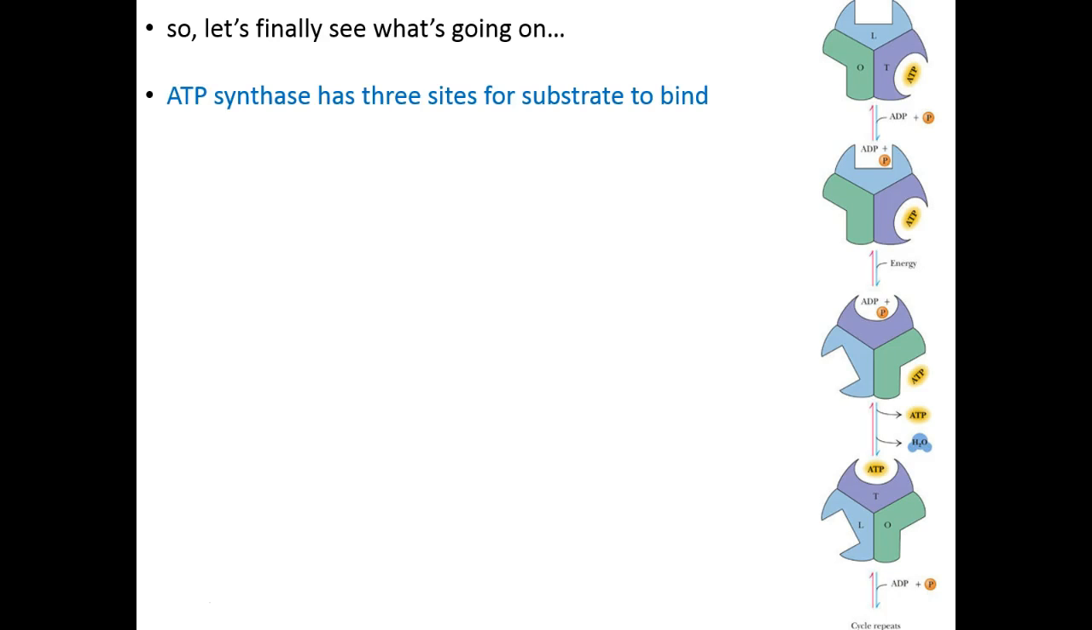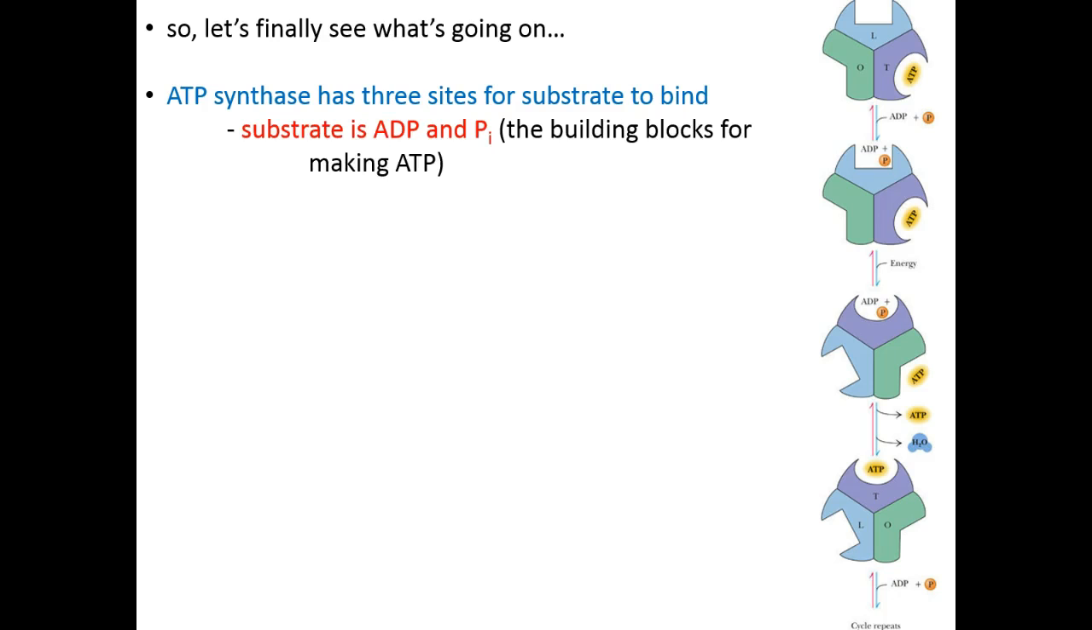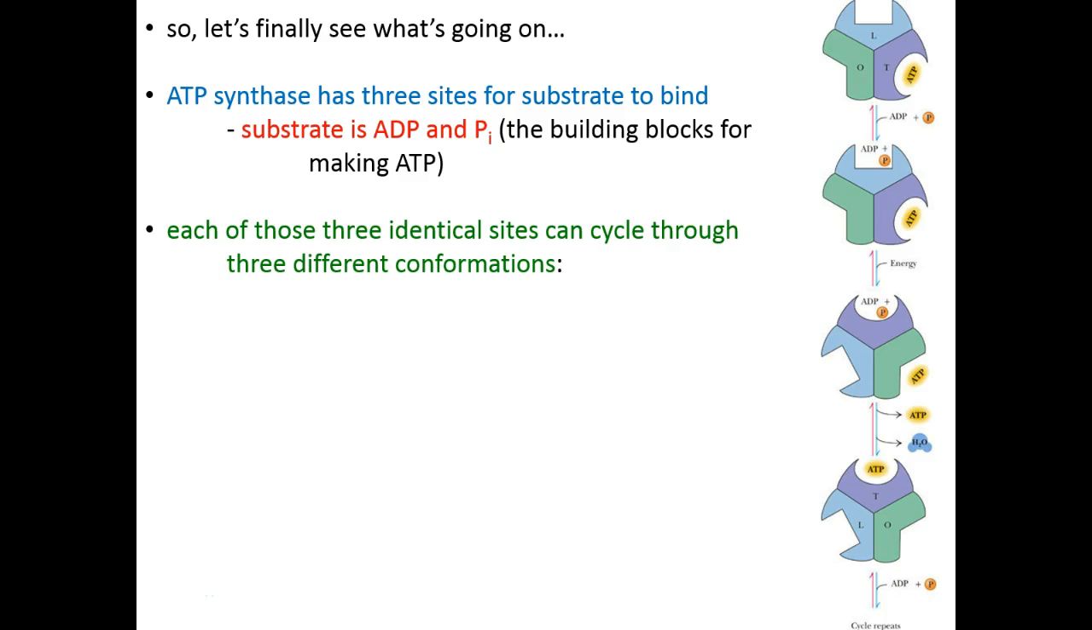ATP synthase, more specifically the F1 region of ATP synthase, has three different sites, three different subunits where substrate can bind. And they're shown here: 1, 2, 3. You'll notice that all three sites are in different conformations or have different shapes at any one time. In other words, you never see two subunits in the same state simultaneously. Substrate for making ATP is ADP and inorganic phosphate. That's what we're going to start with.